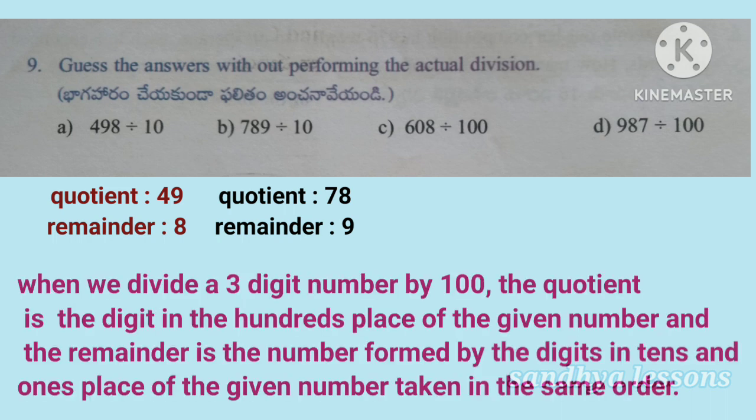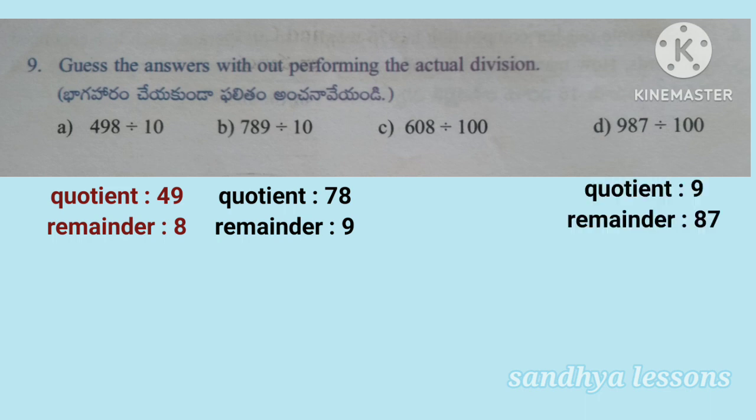When we divide a 3-digit number by 100, the quotient is the digit in the hundreds place of the given number and the remainder is the number formed by the digits in tens and ones place of the given number taken in the same order. C, division, when we divide 608 by 100, we get quotient is equal to 6 and remainder is equal to 8. D, division 987 divided by 100. When we divide 987 by 100, we get quotient is equal to 9 and remainder is equal to 87.